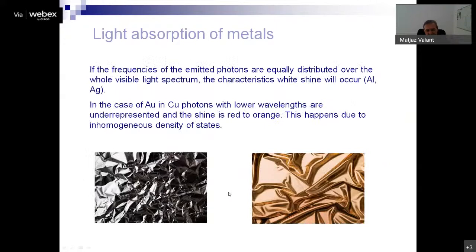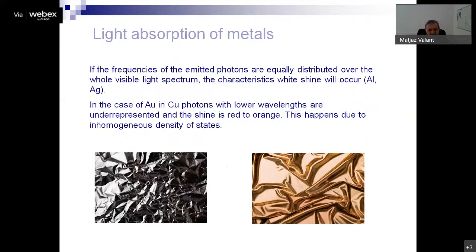But you may now ask yourself why gold is then yellow, or copper is reddish. Now, that can all be explained with the inhomogeneous population of energy levels within the energy band. Some parts can have a higher density of states, and there will be more absorption in that part of the band, while others can have a low density of states.